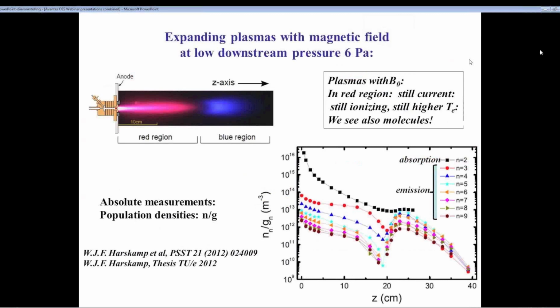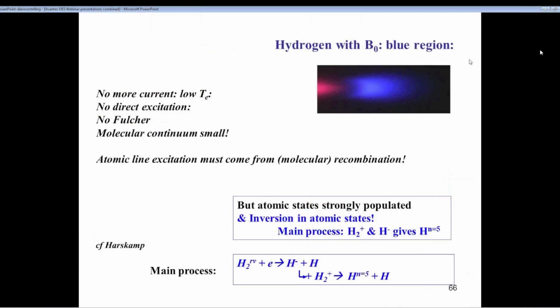Now here's again the graph, but now including the blue part with the absolute densities of the excited states. As I said, the black line is the n=2, which is measured by absorption spectroscopy, which is not treated in this seminar, but the other lines are all measured absolute levels, which are measured by lateral profiles, inversion by Abel inversion, and then having absolute densities at axis.